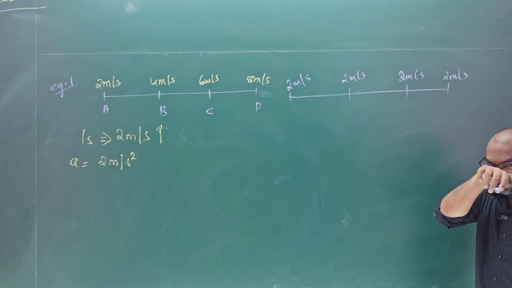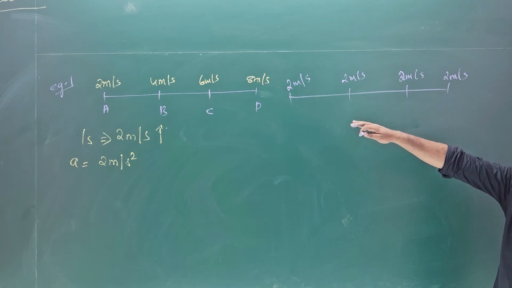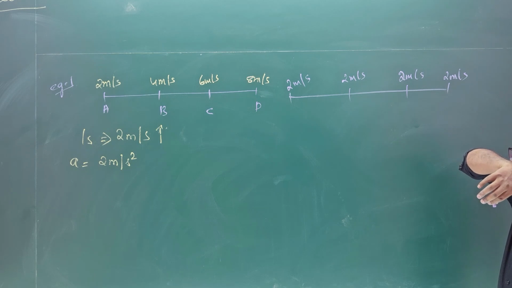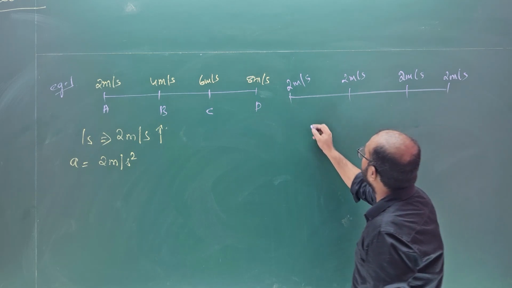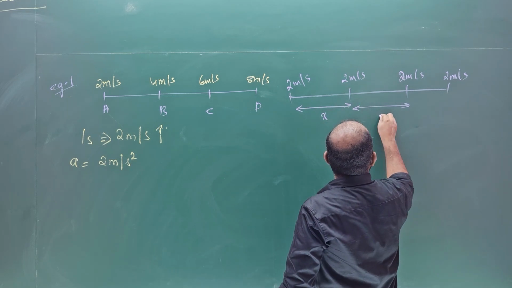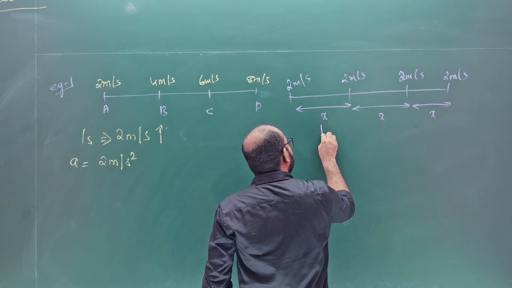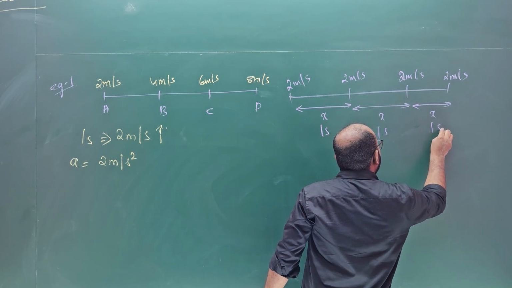What is the difference between these two? Yes, this one is moving with constant velocity, that one is increasing velocity. I am asking one more difference. What is the main difference? What you can't see here? Yes, distance. Here, from here to here distance will be x, from here distance will be x, and from here to here distance will be x. Consider in each second, 1 second, 1 second and 1 second.